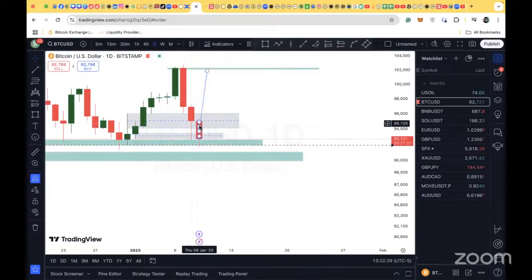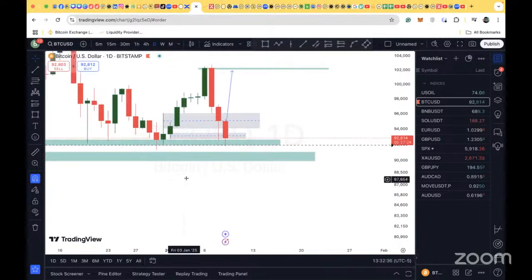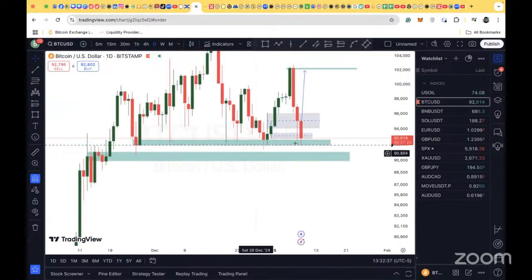So this is why we are scalping BTC buys. It's inside the daily order block. And if we scalp BTC buys at any of these points, our stop loss needs to be far away, like under 88. Yeah, 88 is good.